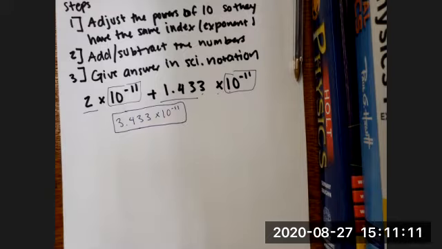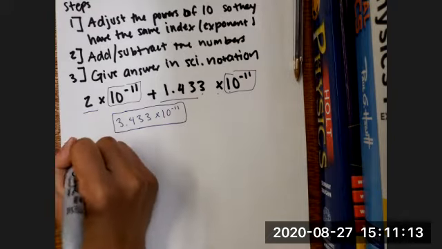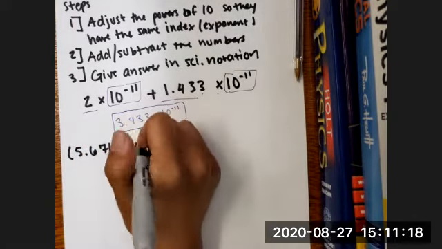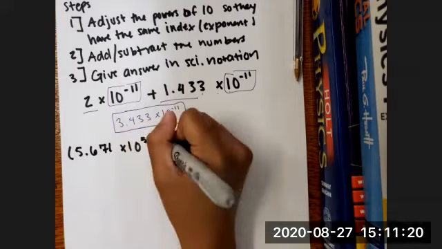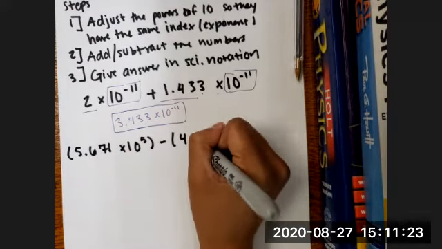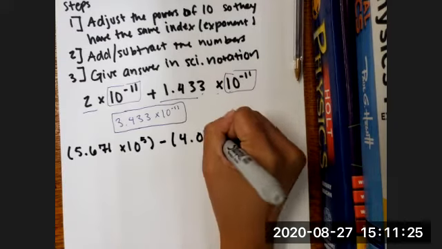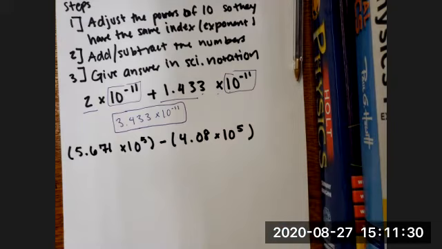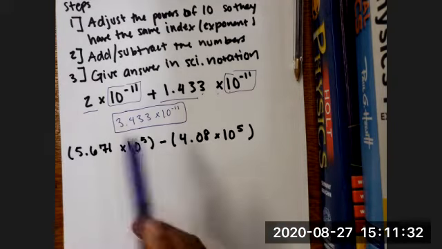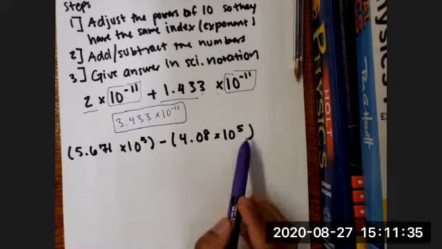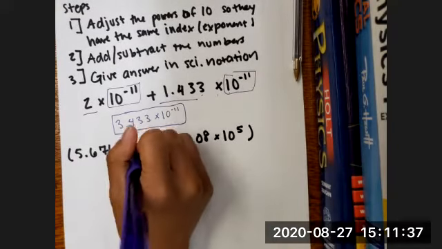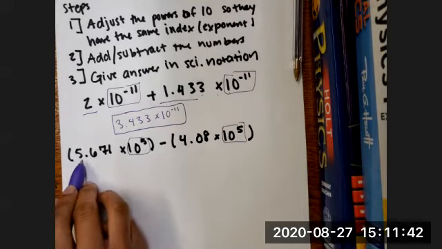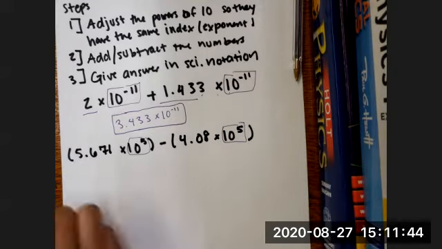For the second one, it gives me 5.671 times 10 to the 5th power minus 4.08 times 10 to the 5th power. Once again, my exponents are the same. So this is fine and this matches that. So all I'm going to do is subtract 5.671 minus 4.08.